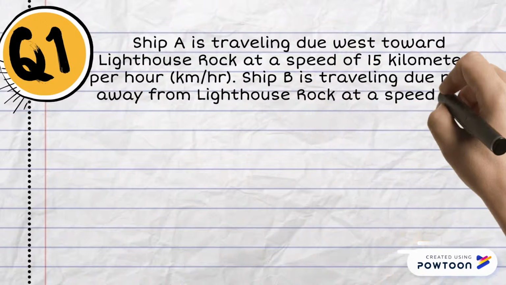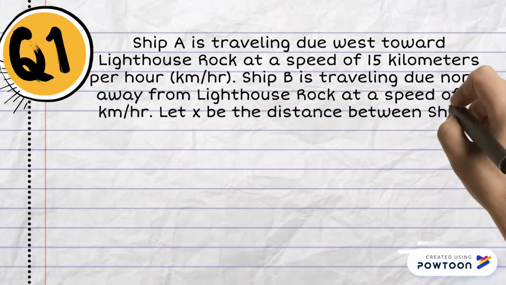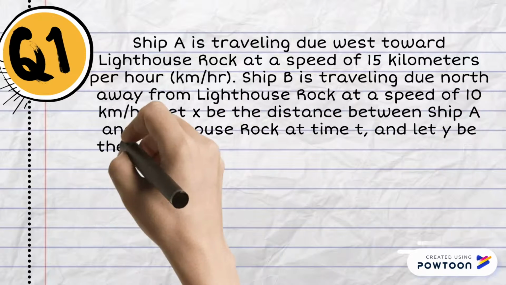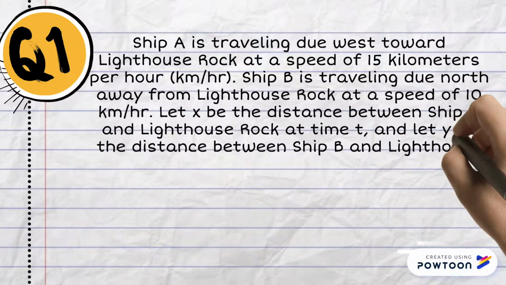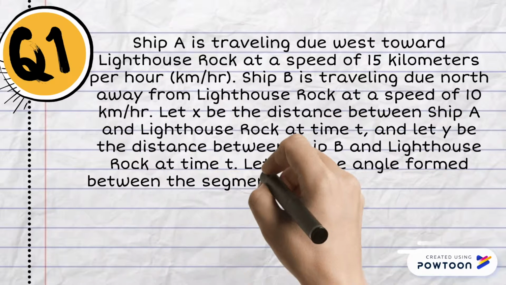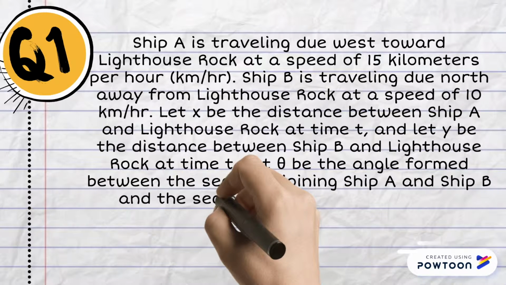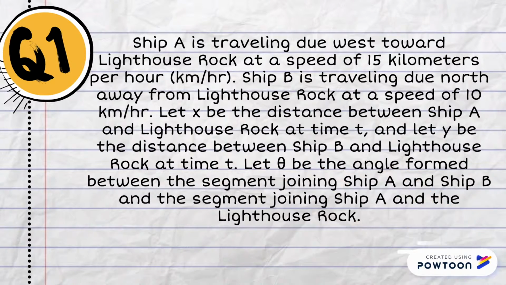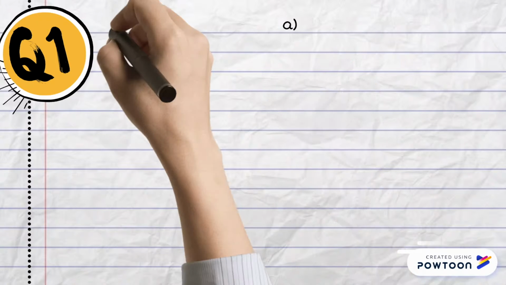Ship B is traveling due north away from Lighthouse Rock at a speed of 10 kilometers per hour. Let x be the distance between Ship A and Lighthouse Rock at time t, and let y be the distance between Ship B and Lighthouse Rock at time t. Let theta be the angle formed between the segment joining Ship A and Ship B and the segment joining Ship A and the Lighthouse Rock.